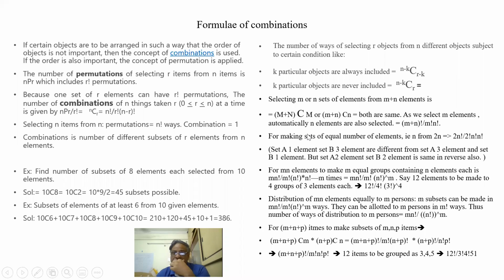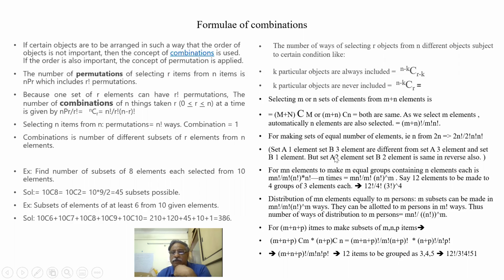Now let us see, suppose the groups are equal. Instead of m plus n, both are n. So n plus n is 2n, so 2n factorial by n factorial, n factorial. But in the earlier case, if there are two groups, they can be arranged in 2 factorial ways. That means what? Suppose set A has 1 element and set B has 3 elements, which is different from set A having 3 elements and set B having 1 element. This is a different arrangement. Set A 1, set B 3 is okay, and set A 3, set B 1 is different from this.